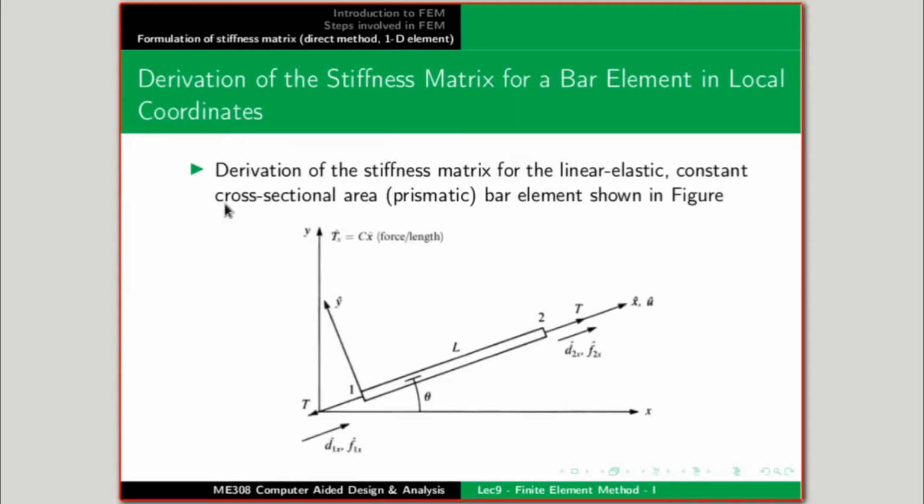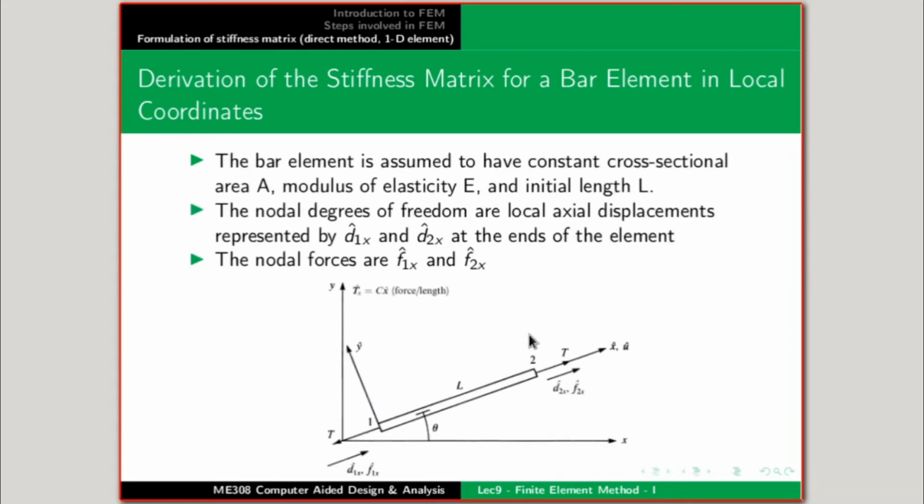So we are going to the derivation of the stiffness matrix for a linear elastic constant cross sectional area bar element. This is a linear element, so we will have only two nodes, node 1 and node 2. The bar element has a constant cross sectional area A, then modulus of elasticity E, which is constant throughout the entire element, and initial length of the element is capital L.